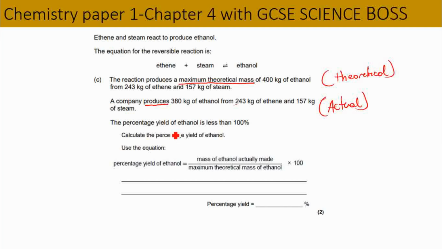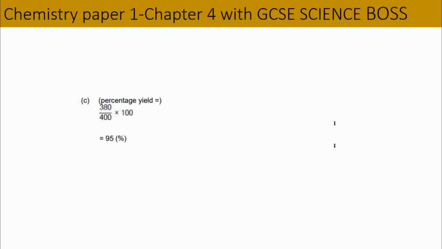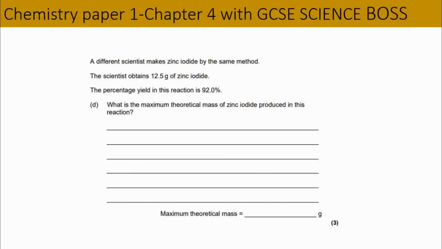Okay, so they want us to show that the percentage yield of ethanol is less than 100%. So we now need to calculate the percentage yield of ethanol. So what was the amount of ethanol that was made? So we made 380. The theoretical is 400, and we times that by 100, and that should give me an answer of 95%. Okay, there's your mark scheme. Very, very straightforward. Let's look at another example.